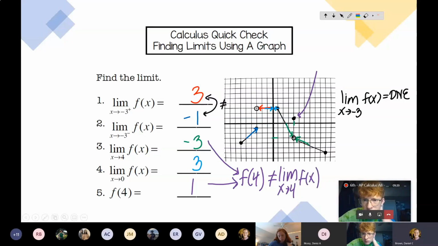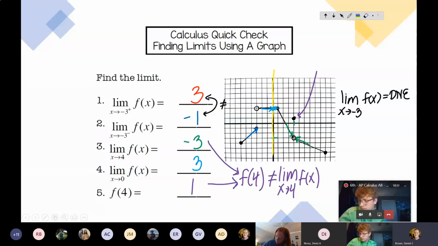Any questions or concerns or anything else you want me to explain about that graph? Yeah, could you go over number 4 again? Number 4, yes. So the limit as x goes to 0, so there's the value x going to 0. So just looking at the left and the right-hand side of the graph. Coming in from the left, coming in from the right, what y value is it approaching? It's approaching the y value of 3.